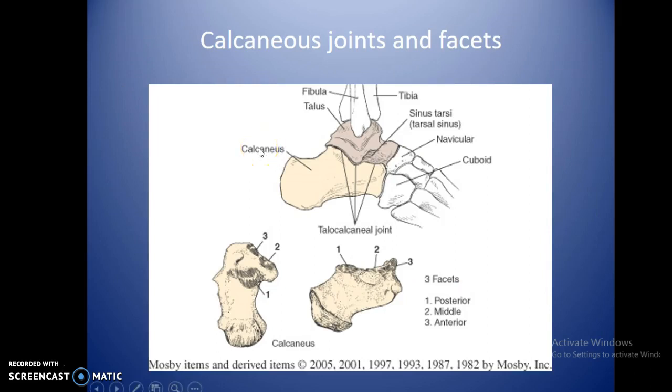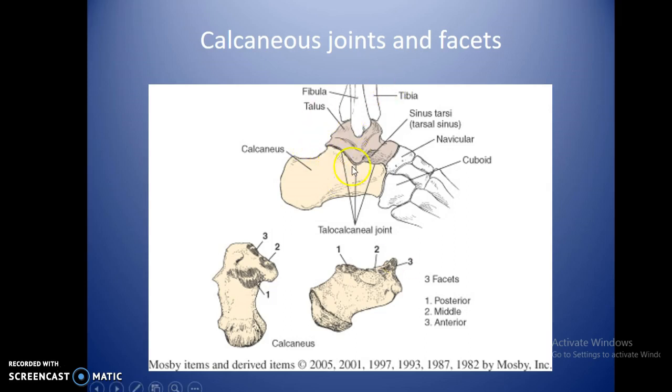Facets and calcaneus joints. Facets are basically where these areas would touch between 2 bones here. So you'll have some different joint spaces here. You'll have a posterior, middle, and anterior facet. This is just the heel bone in profile here. So posterior, obviously the most posterior, middle, anterior is going to be more towards the front, towards the toes.